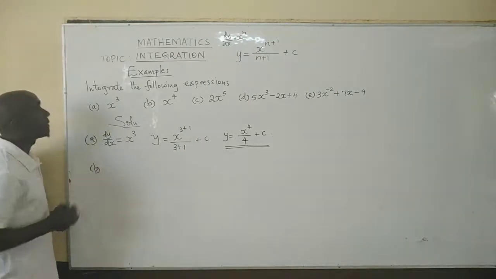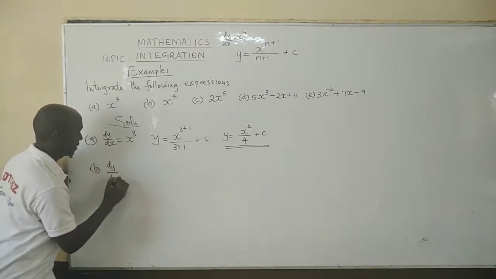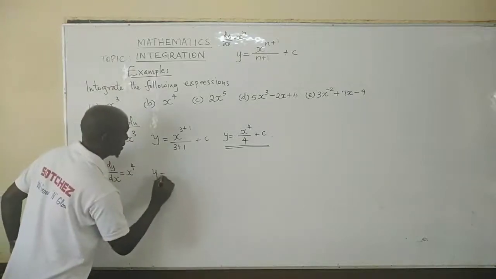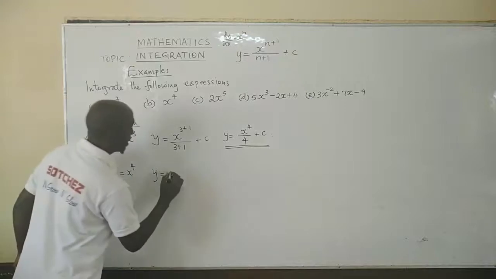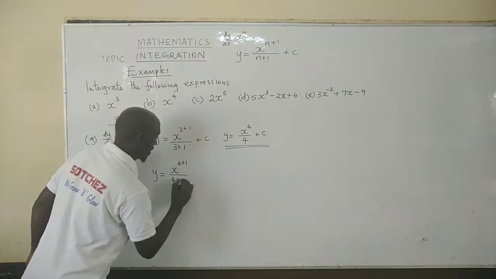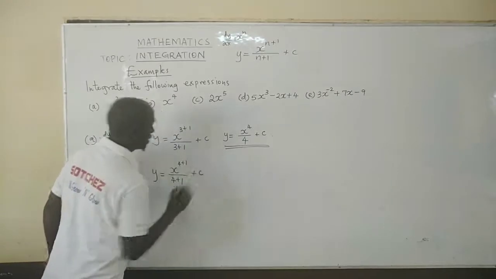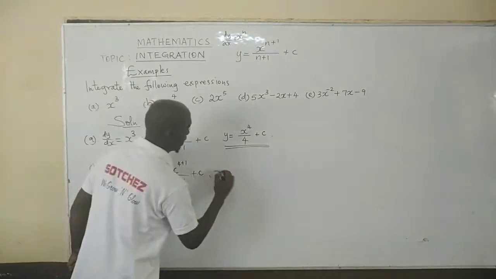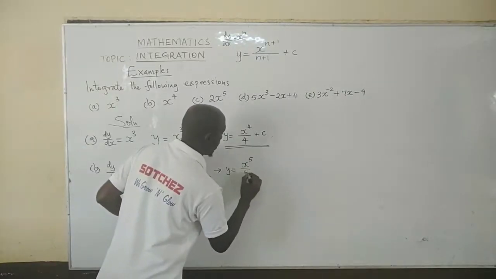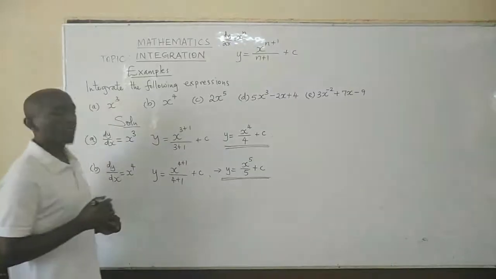Let's go to number B, x power 4. So we assume that is our dy dx. dy dx is x power 4. You do the same formula. Y is equal to x power 4 plus 1 over 4 plus 1, the same power, then plus a constant c. And if you simplify that, you will get y equals x power 5 over 5 plus c. That is the answer to part B.